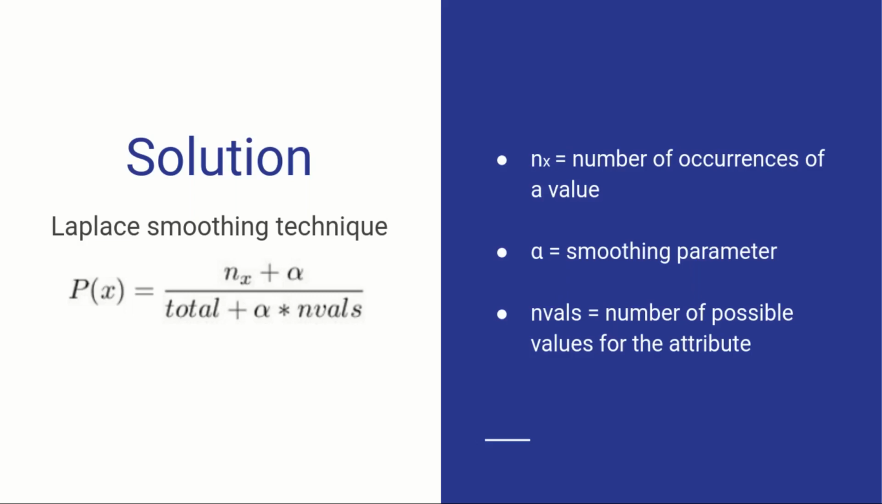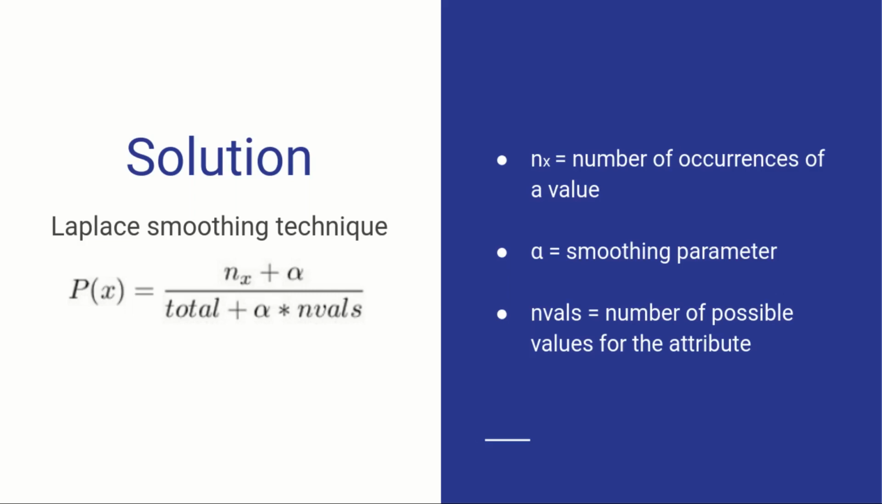It's not very different from what we had before. In the numerator, we are just adding this parameter alpha to the number of records matching the characteristic we are considering, and in the denominator, we are adding the parameter alpha multiplied by the number of possible values that the considered attribute or class might assume. For instance, since we have 2 classes in the example we are working with, yes and no, we should add to the denominator alpha multiplied by 2.